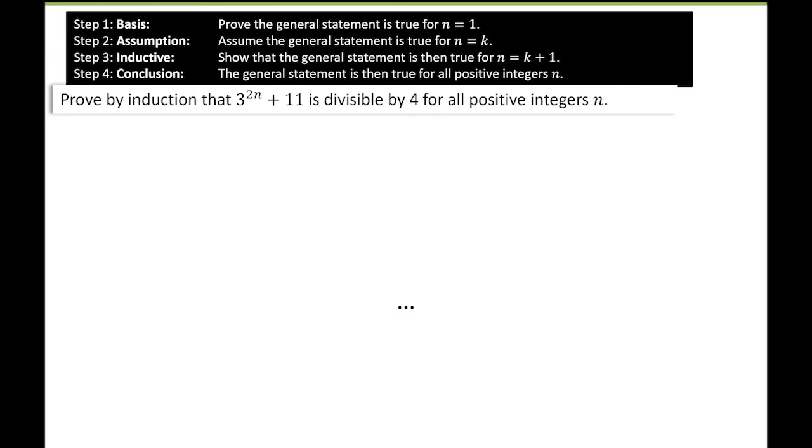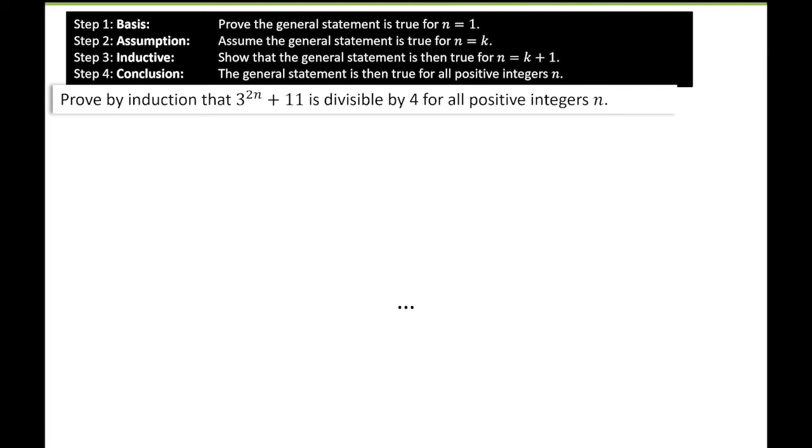Let's just remind ourselves of how we complete a proof by induction. There are 4 steps when we're doing a proof by induction. You will be given a general statement. The first thing you must do is prove that your general statement is true for when n is equal to 1.